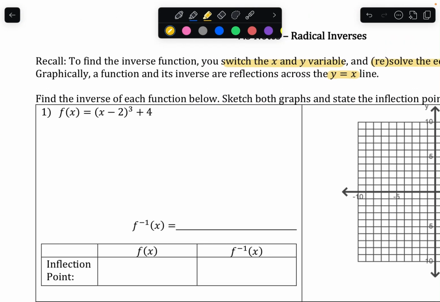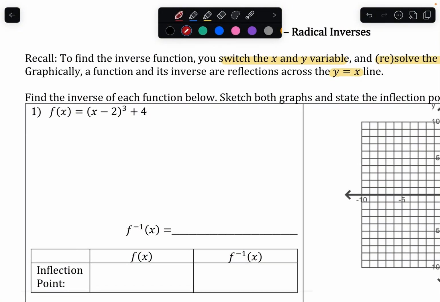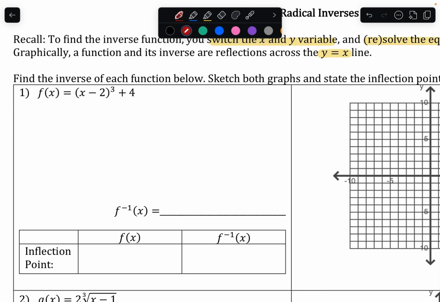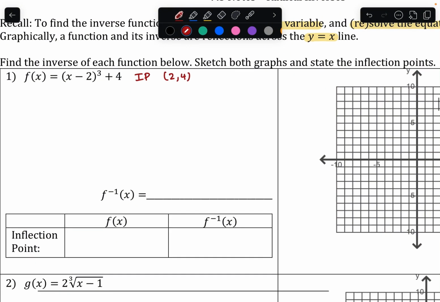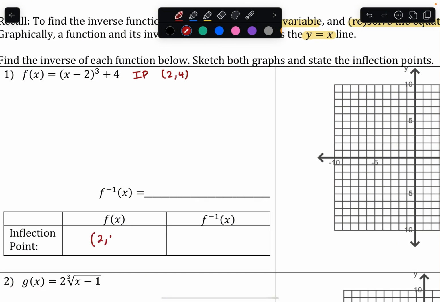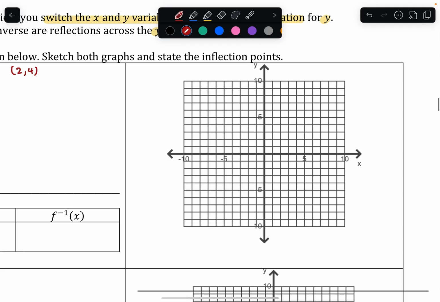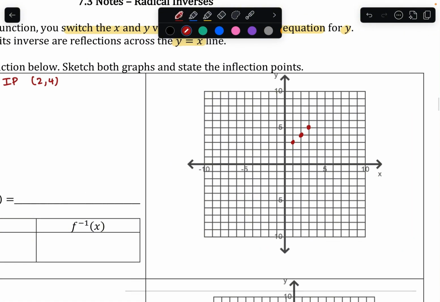Okay, so starting with this cubic function, I'm going to go ahead and graph it. It's been moved right 2, up 4, and so its inflection point is 2, 4. So the original function has its inflection point at 2, 4, and because it's cubic, it's still going to have a slope of 1 on each side of the inflection point, but then we also have the other points going tall. It kind of looks like a quadratic put together.